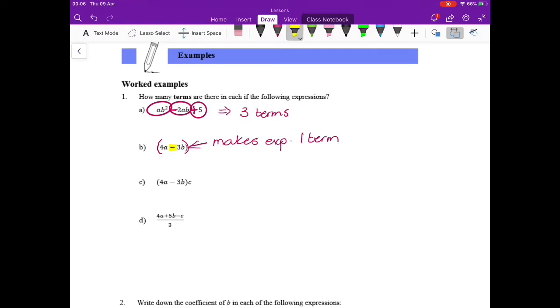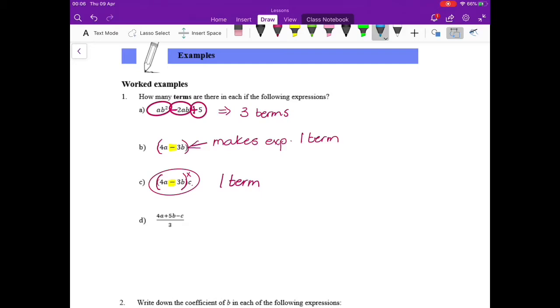Right, let's have a look here. Again, I have my minus there, but the minus is inside my bracket. So that is 1 term. C is connected to that bracket by a multiplication sign. And remember, terms are separated by a plus or a minus. So this, in fact, is 1 term.